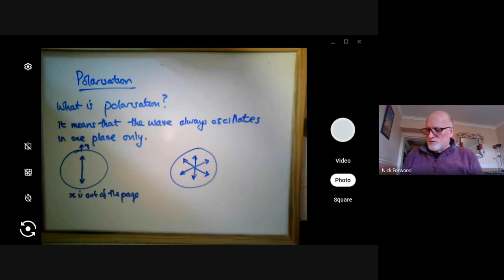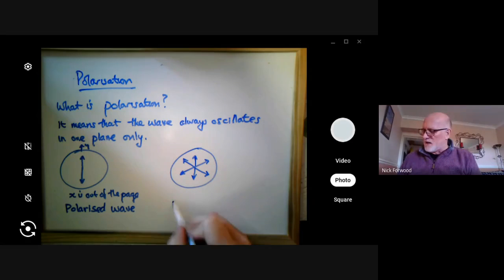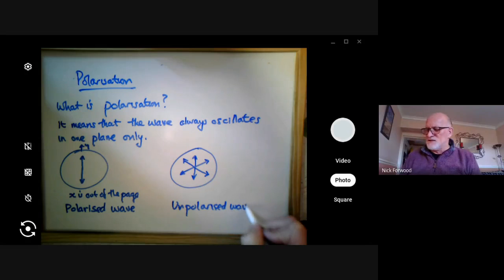So this is what's called a polarized wave, where it is only being allowed to oscillate in that direction. And this is an unpolarized wave. And what you're looking at is the electric field only.